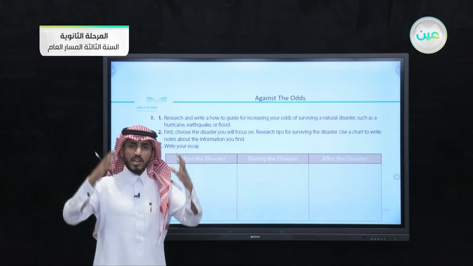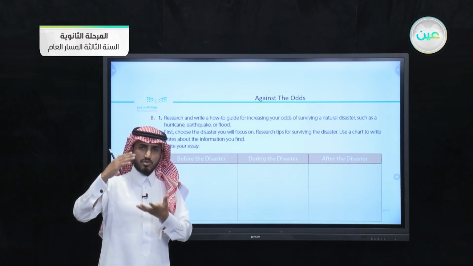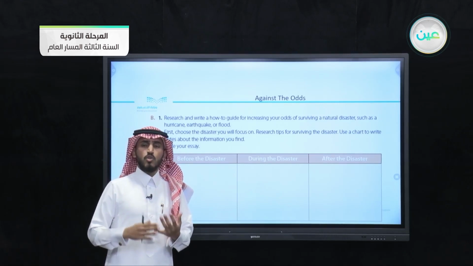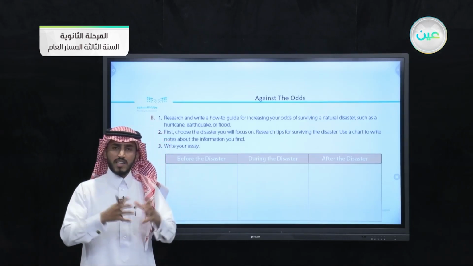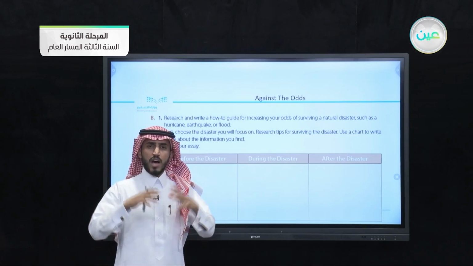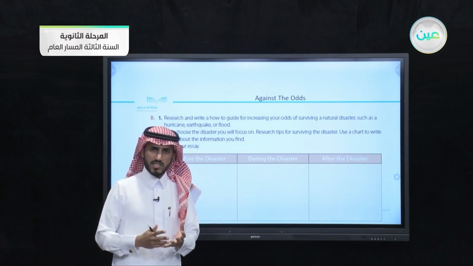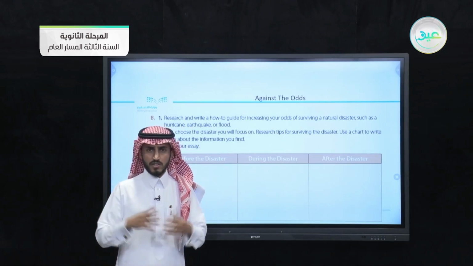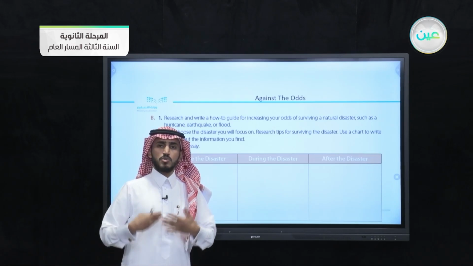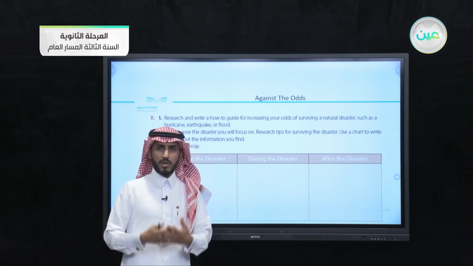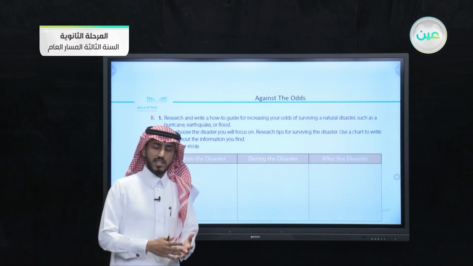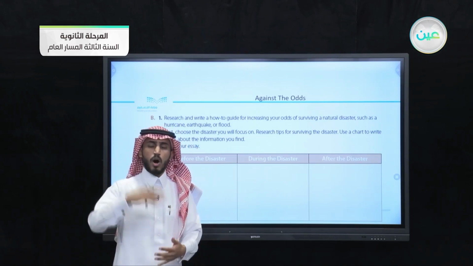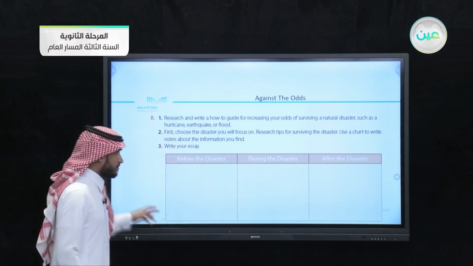Then we learned together that to write something about the disasters and how-to guide, you have firstly to write an introduction. In the introduction, you have an overview about this natural disaster, a definition, the consequences of this disaster. Then after that, you start writing your tips and advice regarding this disaster. And after that, you finish your essay by writing a conclusion to sum up all what you have written.